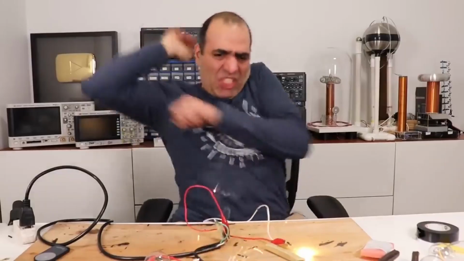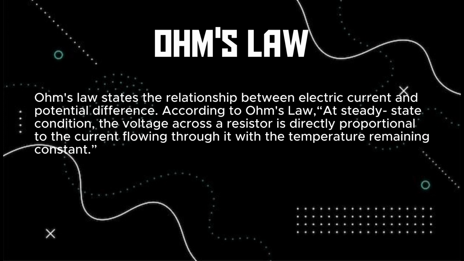Let's proceed to Ohm's law. Ohm's law states the relationship between electric current and potential difference. According to Ohm's law, at steady state condition, the voltage across a resistor is directly proportional to the current flowing through it, with the temperature remaining constant.